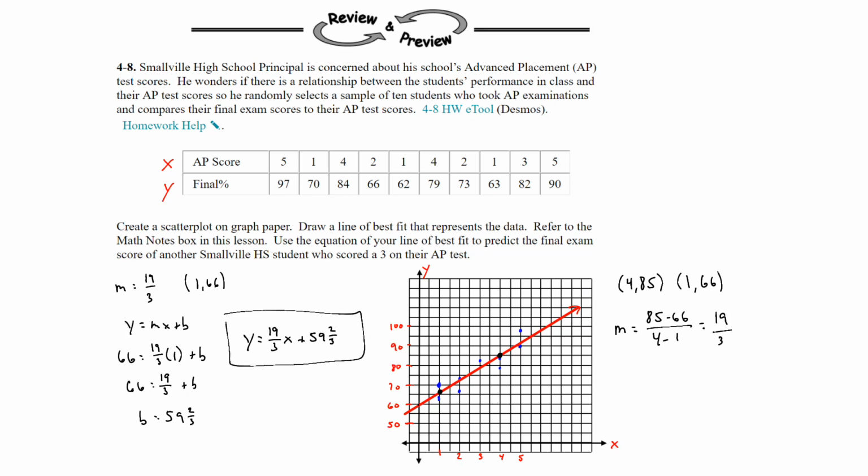Let me read this again, sorry. Use the equation of the line of best fit to predict the final exam score of another high school student who scored a 3 on their AP test. So we're going to predict their final exam score. 3 is your AP score, so that's your x value.